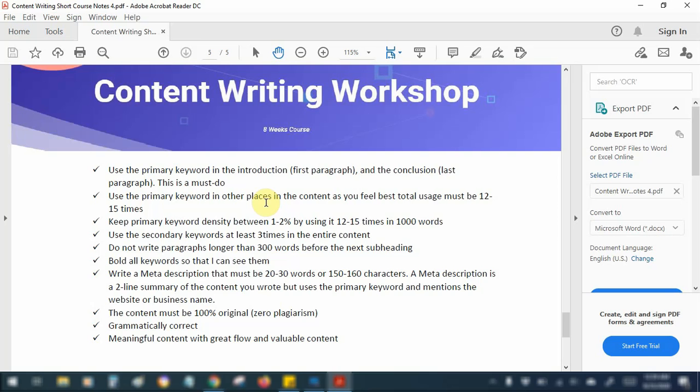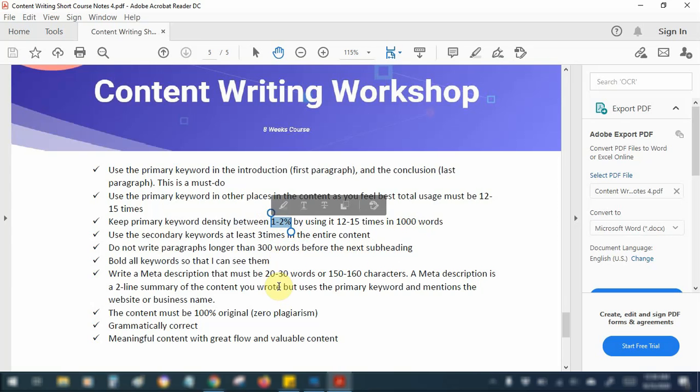Use the primary keyword in other places in your content as you feel best. In this scenario, I'm using 1000-word content as an example. If you have 1000 words of content and you use the keyword between 12 to 15 times, then you can achieve a keyword density of 1 to 2%. Divide 12 by 1000 and multiply it by 100, so you get 1.2, 1.3, like that. That's how we calculate keyword density, and you must make sure that the keyword density is this.